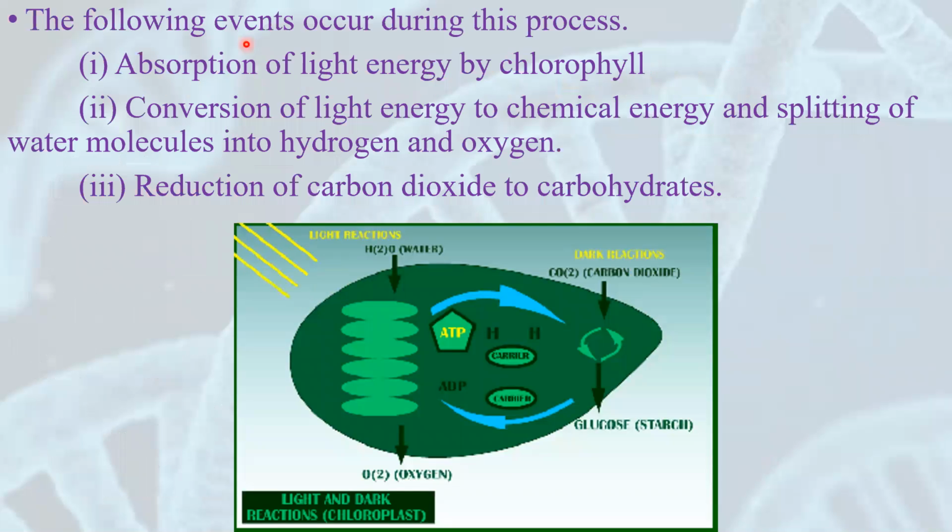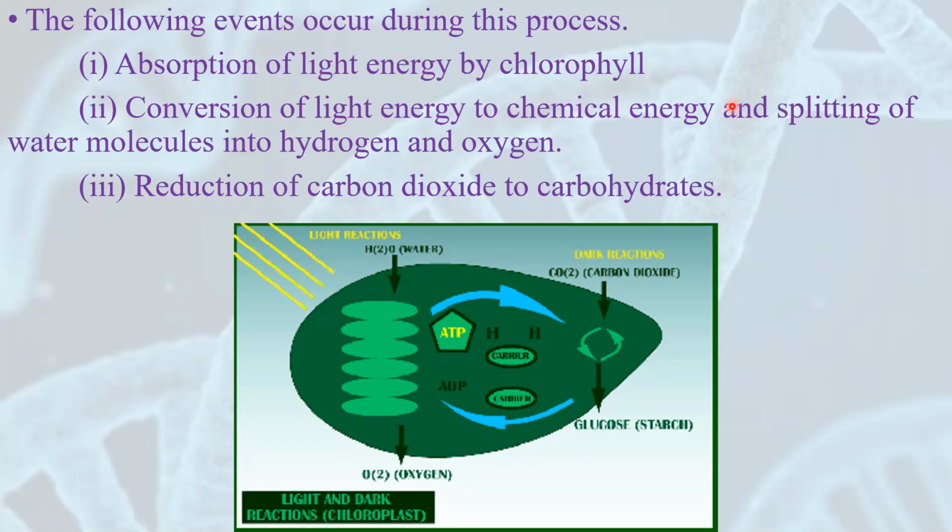These are the actual events that occur during this process, and you all have to remember these three events. First event is absorption of light energy by chlorophyll. First of all, what will happen? The light will be absorbed by chlorophyll. That is the first step. Now what will happen? The light energy will be converted to chemical energy. Light energy is converted to chemical energy.